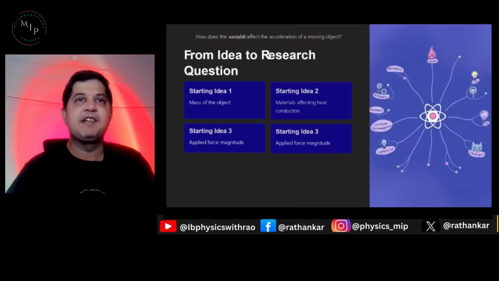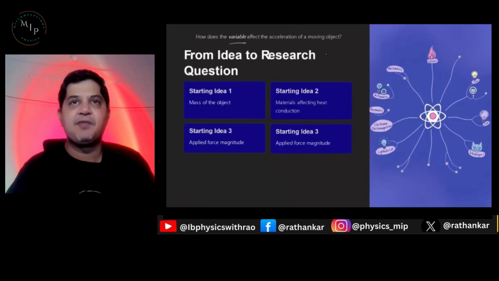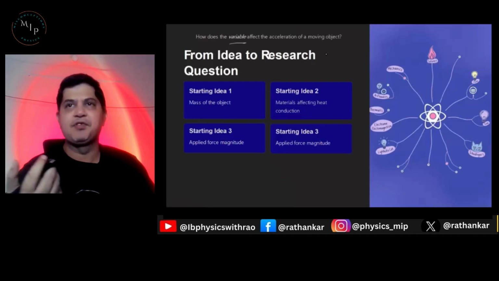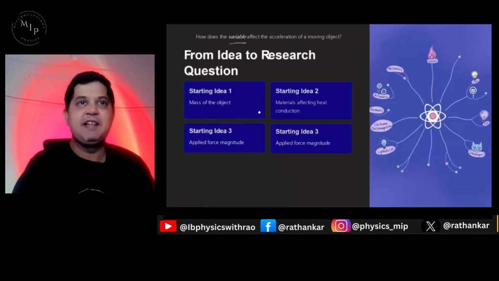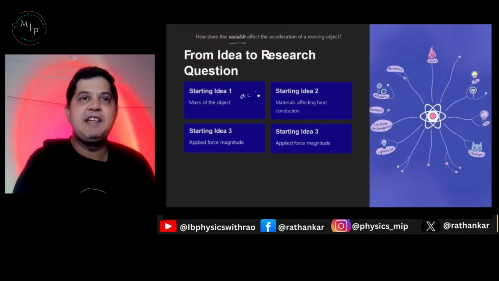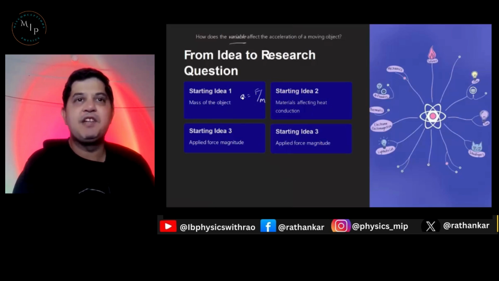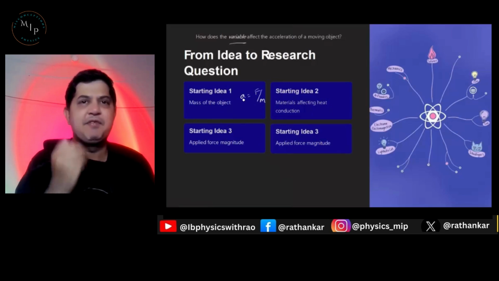Now when we go for this, we have several ideas. The first idea, the starting idea, is mass of the object. Can we vary the mass of the object? We have a variable here. So let us read the question once again: how does the mass affect the acceleration of a moving object? Would this be right? Of course. When you increase the mass, acceleration will change, because we know that A is equal to F by M. So if M increases, the value of A should decrease. Something which we know.